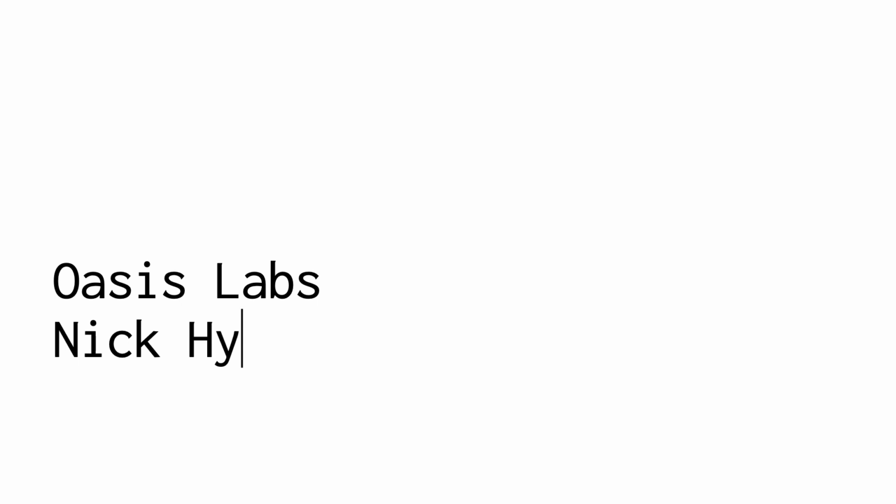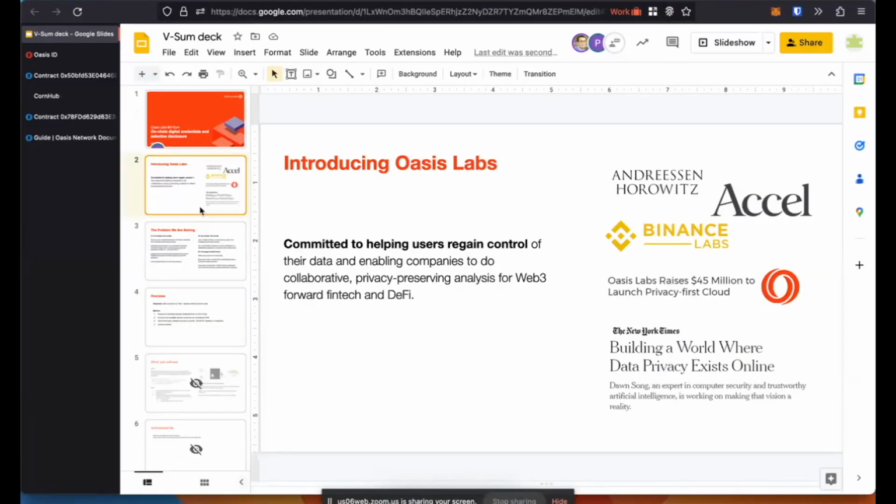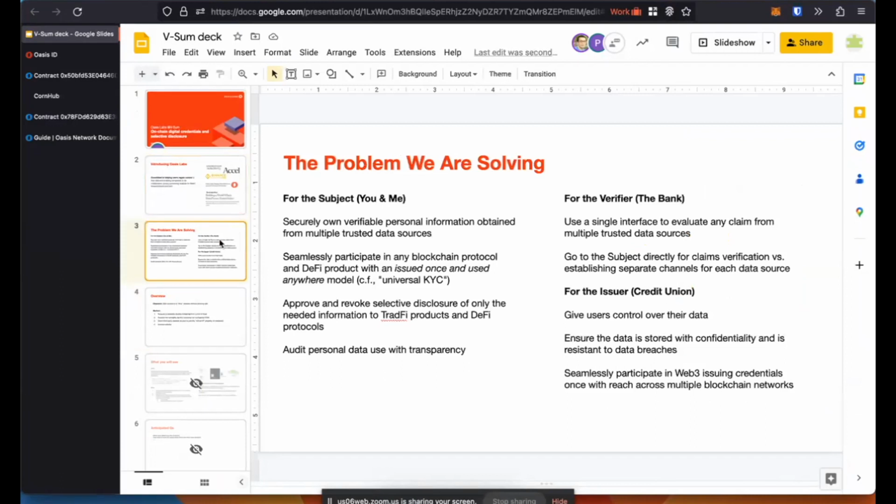Okay, so Oasis Labs, and we're going to be demoing on-chain digital credentials and selective disclosure. Oasis Labs is a blockchain company, and the idea is that we are helping users take control of their data. One way we're doing this is providing verifiable credentials or decentralized identity to users. This is the product.